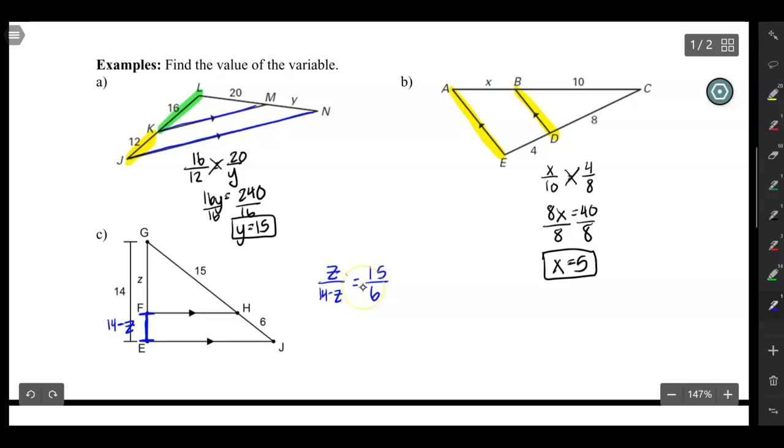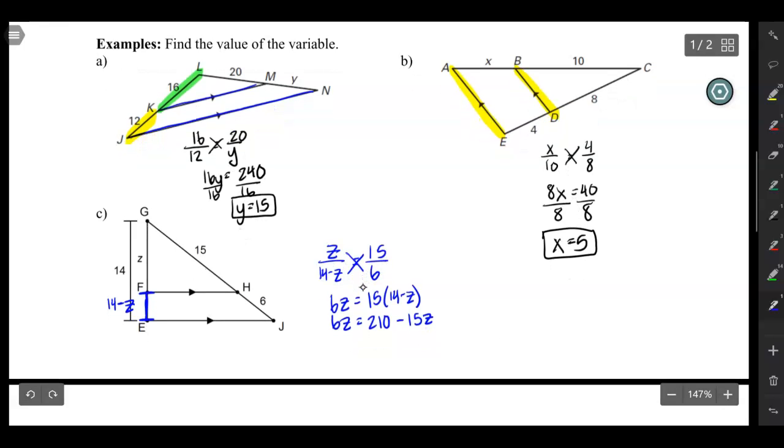Then I'm going to go ahead and cross multiply. So I get 6z is equal to 15 times 14 minus z. Now I've got to do some distributing. So 15 times 14 is going to be 210 minus 15z.